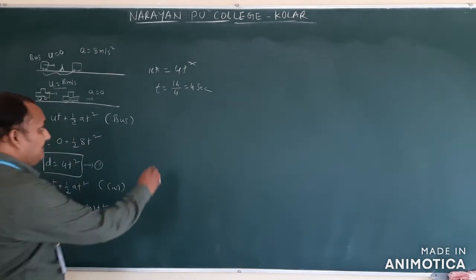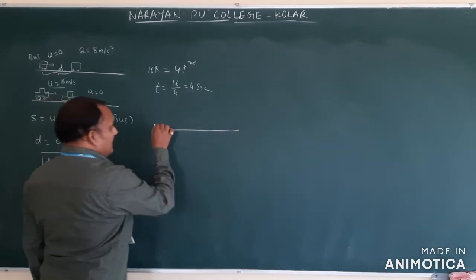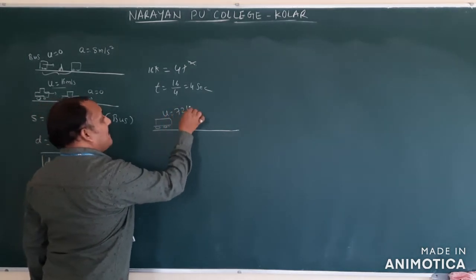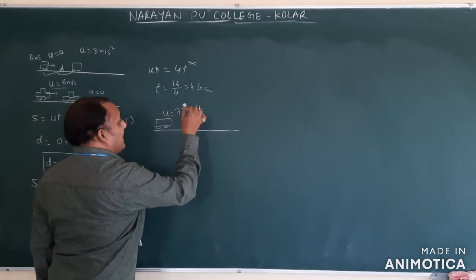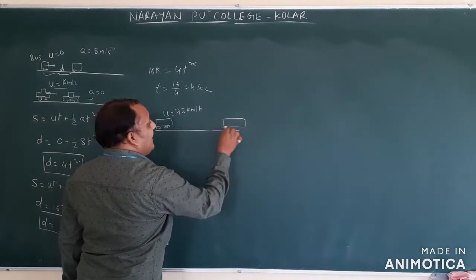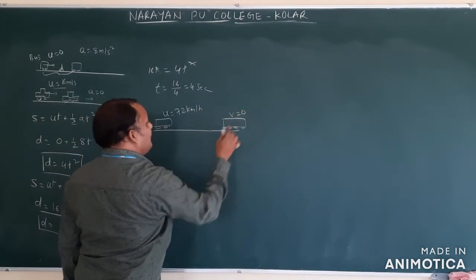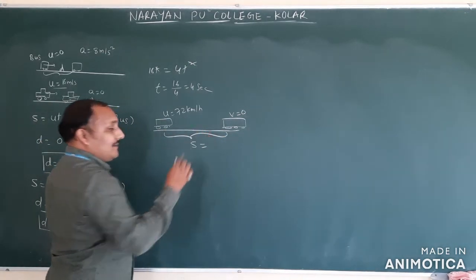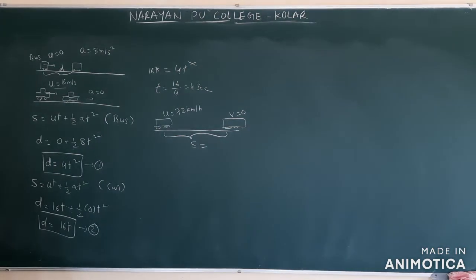So the train started, and it is moving with velocity 72 km per hour. Finally its velocity is going to become 0. Before coming to rest, it is traveling some amount of distance. How much? 200 meters.